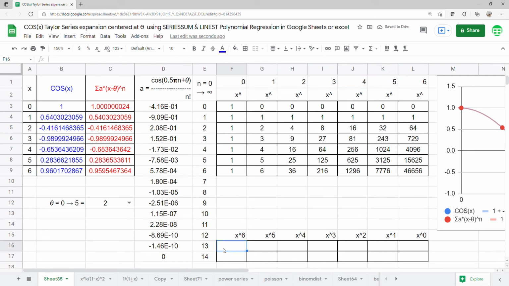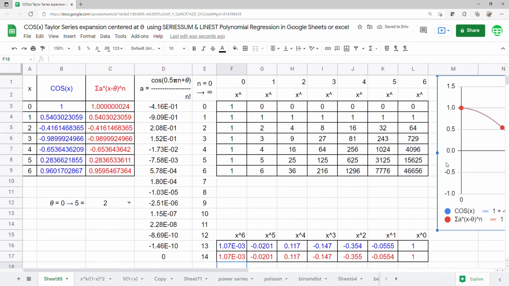Now we can use LINEST. LINEST, data y and data x.